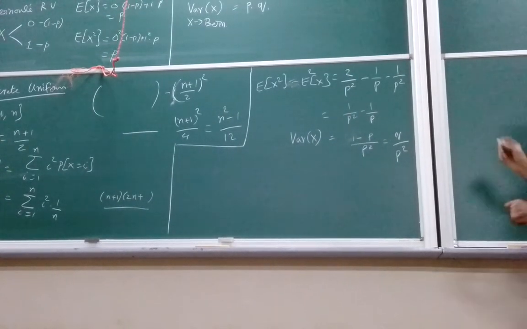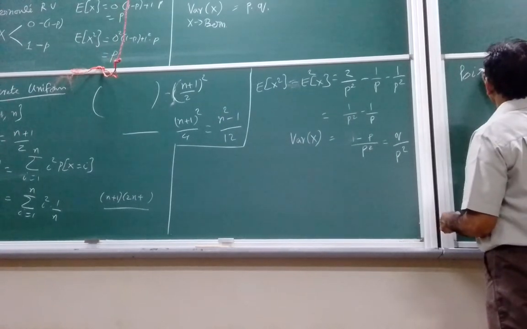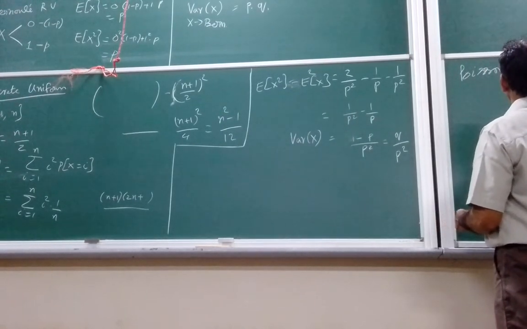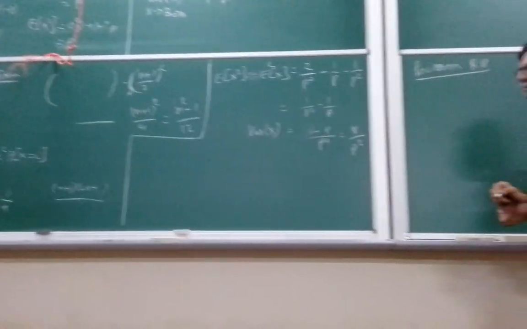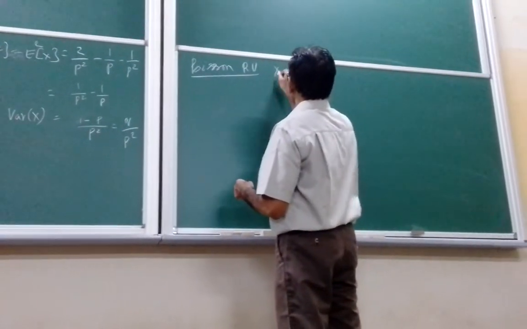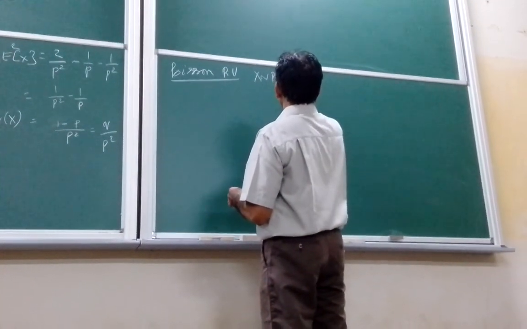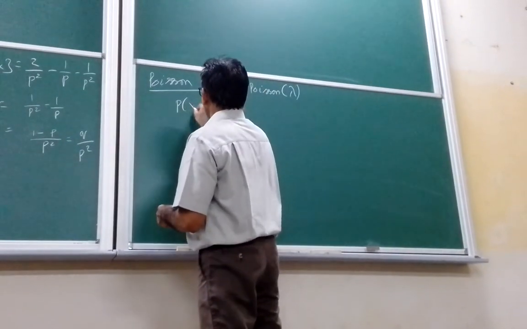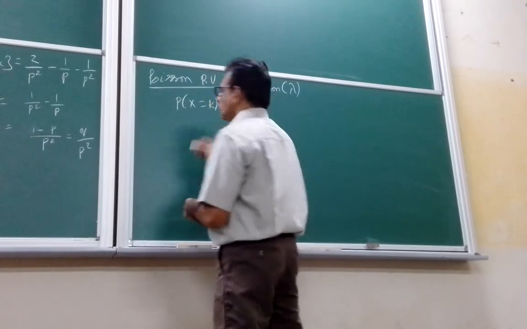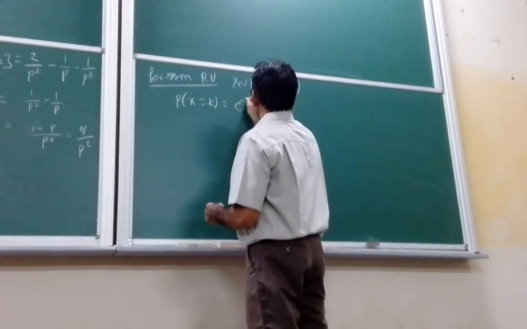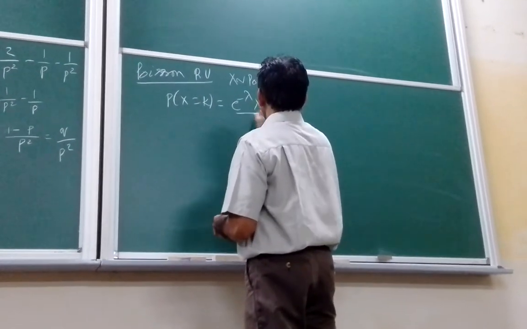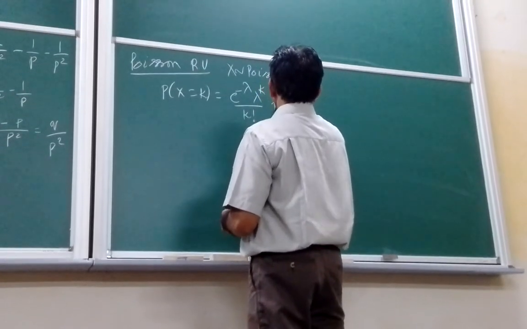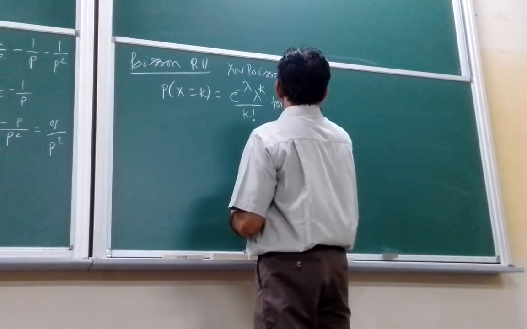Then we have the Poisson random variable. What is it? If x is Poisson with parameter lambda, probability that x equal to k is equal to e power minus lambda, lambda power k by k factorial, for k greater than or equal to 0.